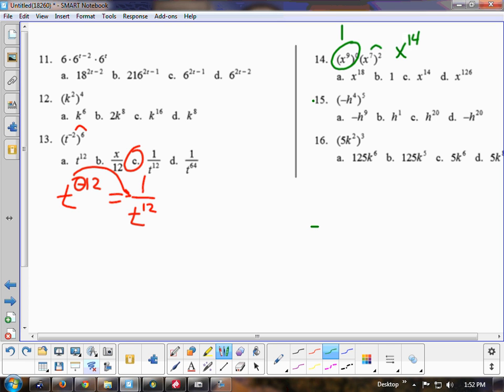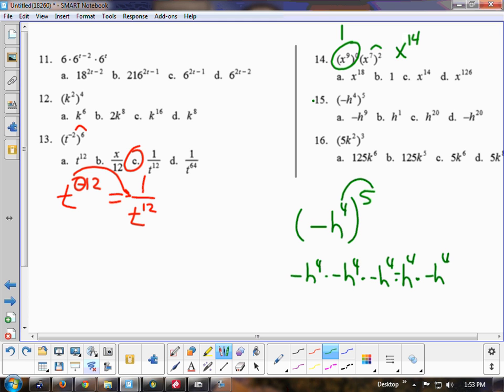I have negative h to the 4th power to the 5th power. Bring this 5 in. Okay, now you've got to be careful with this one because the 5 also controls the negative sign. So you might be better off just doing negative h to the 4th 5 times. And that's going to be h to the 20th. And a negative times a negative times a negative times a negative times a negative is going to be negative. So be careful with that one. Letter D is the answer. If it was an even power, it would be positive.